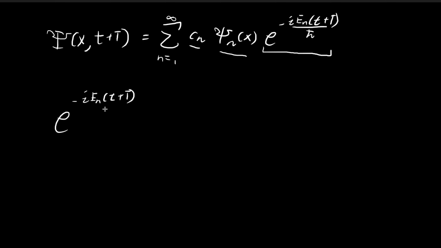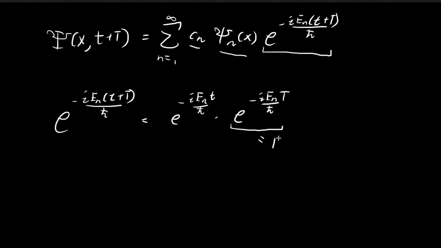and see if it can tell us anything about what will happen after time skips ahead by an interval of capital T. So I'm just going to break this up into two parts. So I have e to the power of negative i En small t divided by ħ times e to the power of negative i En capital T divided by ħ. So what we're going to show is that this term is actually going to be equal to 1.